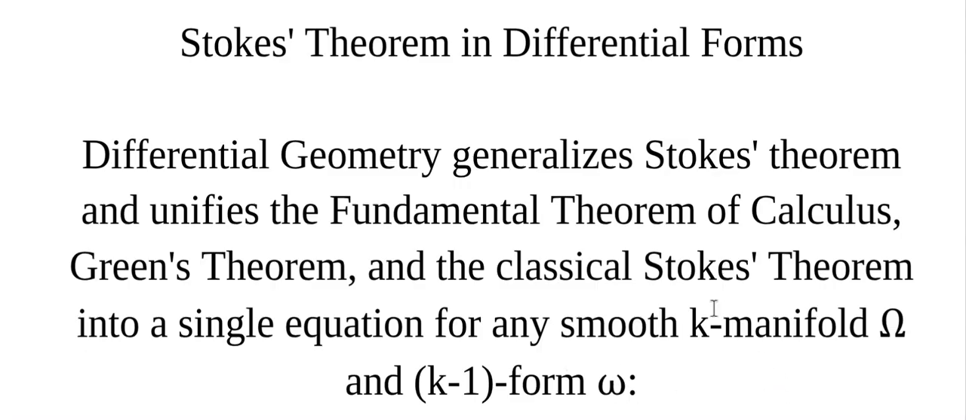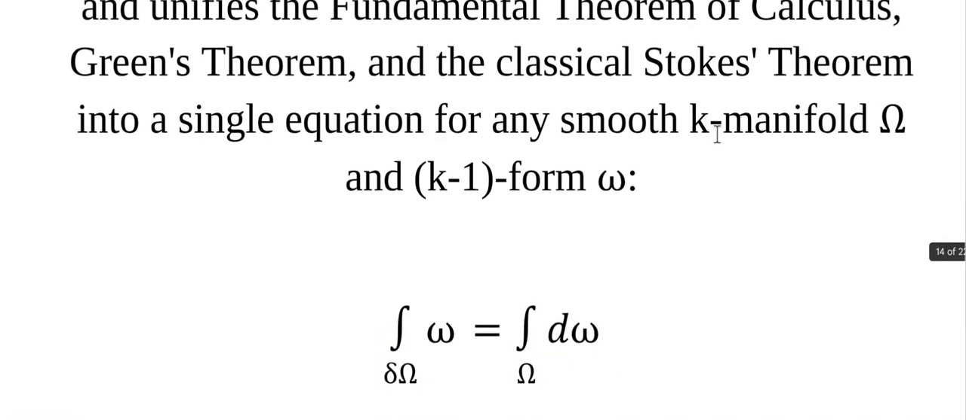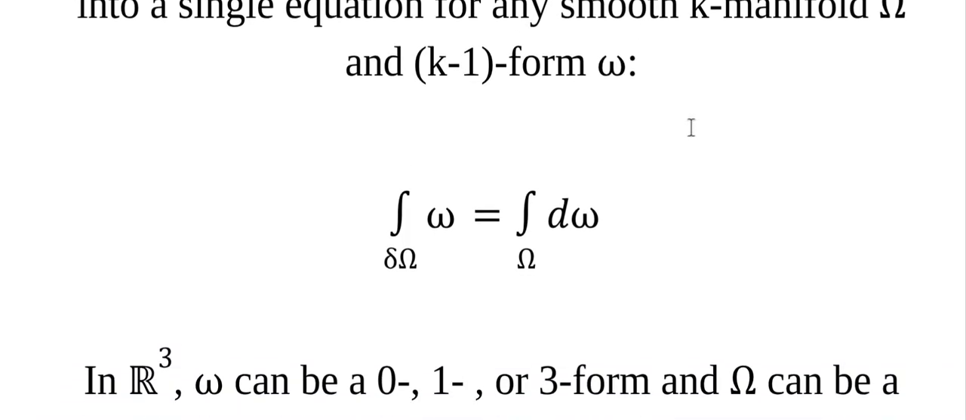So if this was a two-dimensional manifold, like the surface of a sphere, then this would be 2 minus 1, a 1 form, okay? And the equation looks like this. And it looks really intimidating, but it's really not that hard to use, especially for our very simple example.